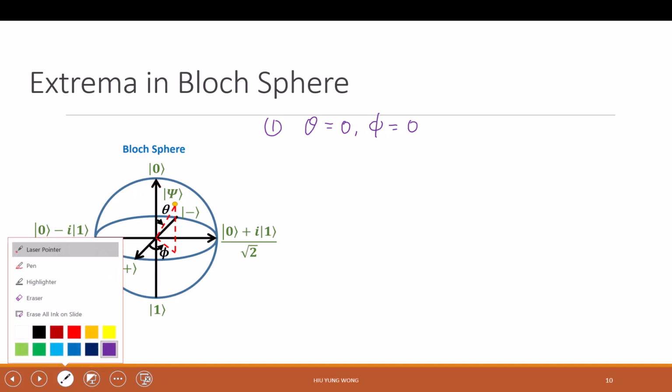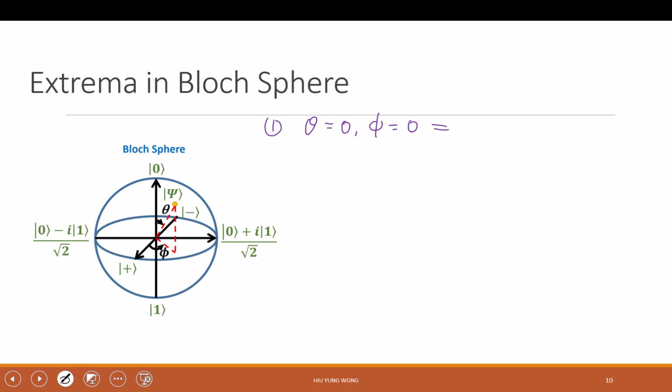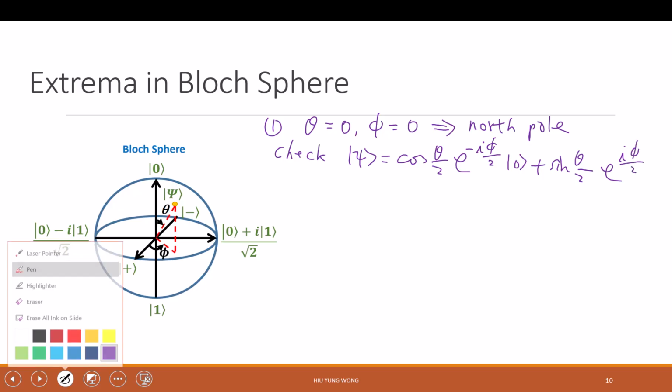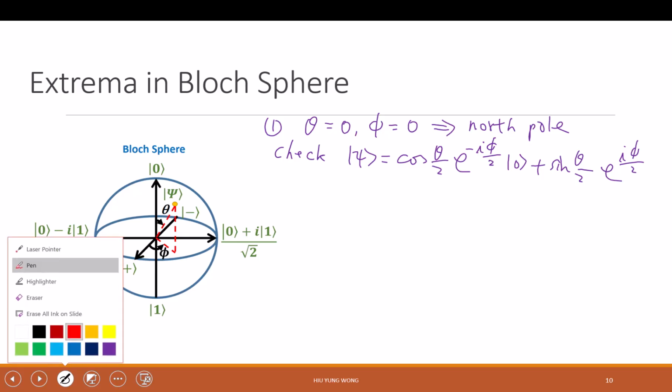And let's check if this is the case, right? So I will say this is the North Pole. Then we check. Psi equals cosine theta divided by 2, e to the power negative i phi over 2, 0 plus sine theta divided by 2, e to the power i phi over 2, 1. This was the equation I gave you, right? And what is this? Let me just plug in.